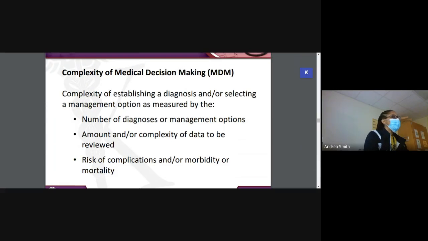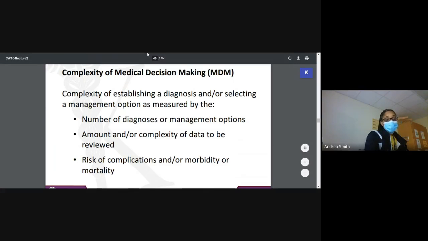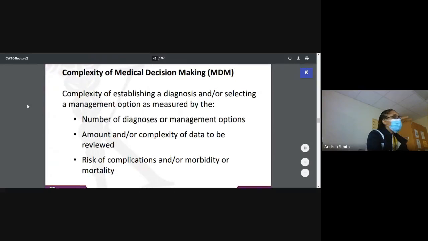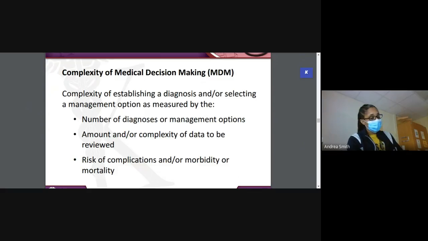Yes, but the highest is comprehensive. The highest is comprehensive. And I will also show you that they are based on time. All right, so the complexity of medical decision making, MDM, there it is again.